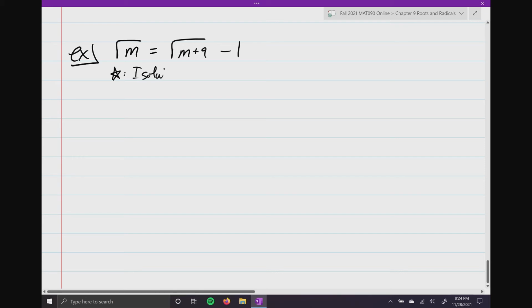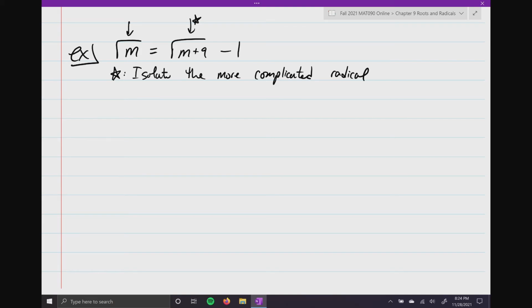You want to isolate the more complicated radical. Now, what I mean by more complicated is if you compare these two, you have the square root of m, and then you have the square root of m plus 9. This one on the right-hand side is the more complicated one because you got to do m plus 9. Like, you got to know what m is, and then you got to add 9 to it, and then you got to take the square root. Whereas on the left-hand side, you don't have to do all that. So what we're going to do is I'm just going to rewrite the problem.